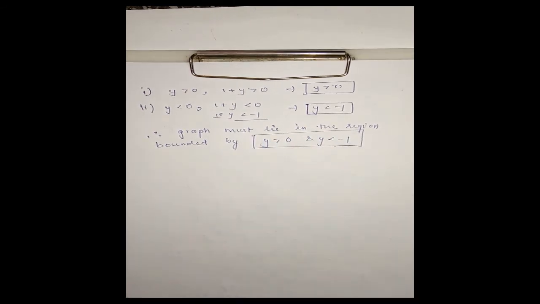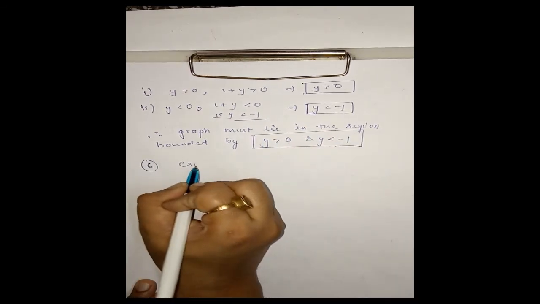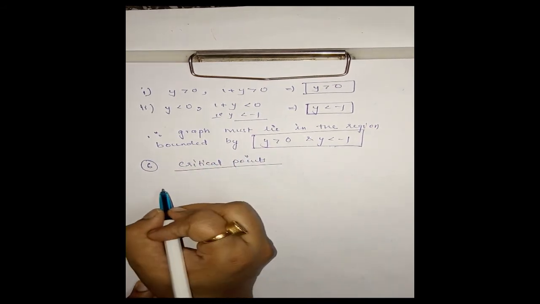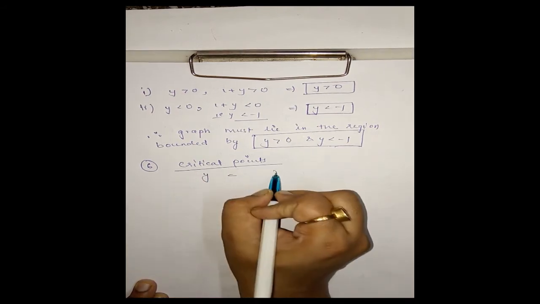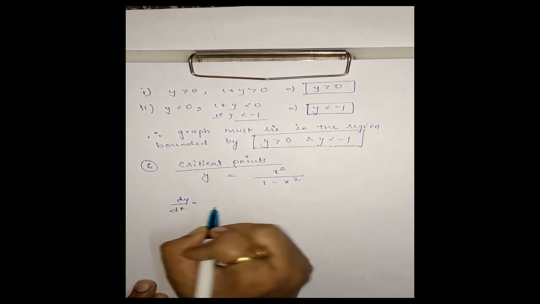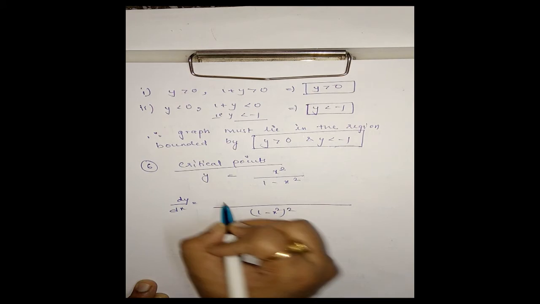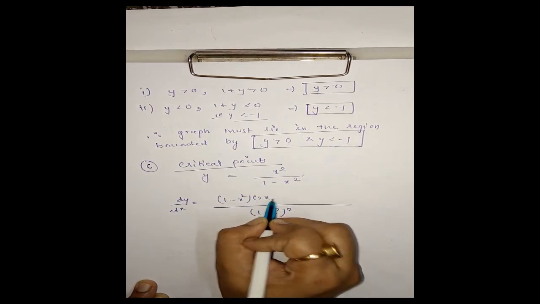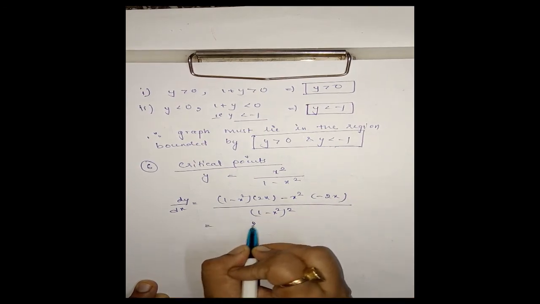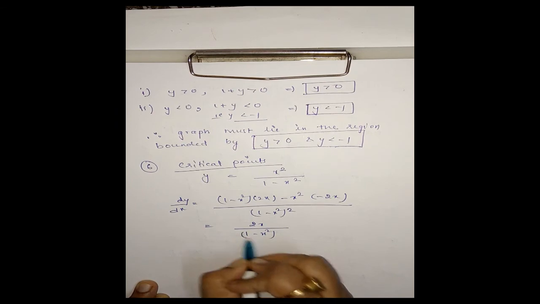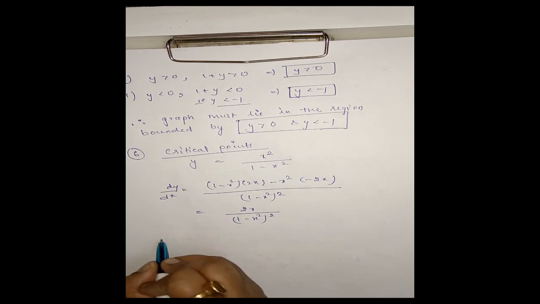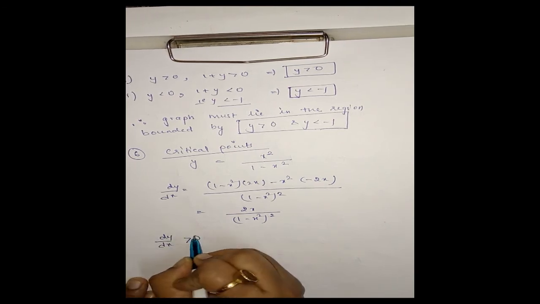Okay. Now next is critical points, or critical values. Now y is x square upon 1 minus x square. For this we have to find dy by dx. This is equal to 1 minus x square whole square, 1 minus x square into 2x minus x square into minus 2x. This is equal to 2x by 1 minus x square whole square. Now dy by dx, this denominator is always positive.